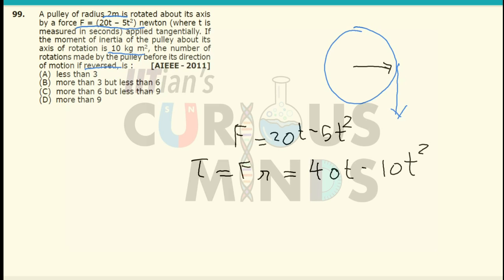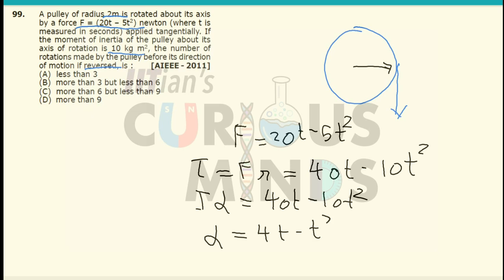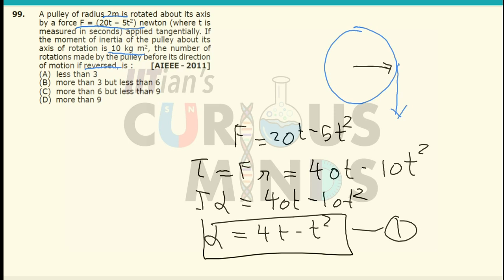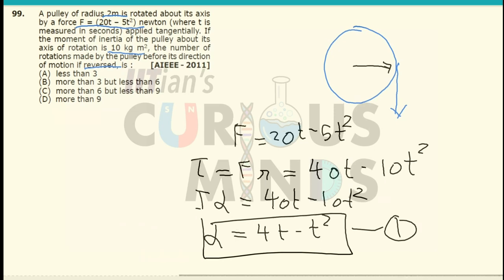Now torque is equal to Iα, which is equal to 40t − 10t². I is given as 10, so if I divide by 10, α will be equal to 4t − t². This will be the value of alpha. Let this be equation number 1. They have asked the number of rotations performed before its direction is reversed.